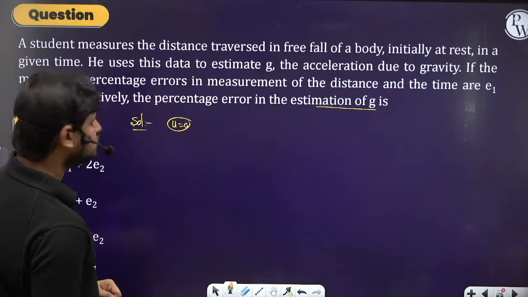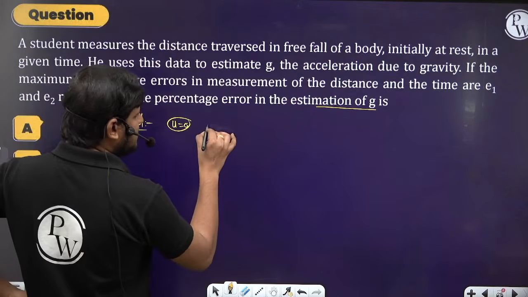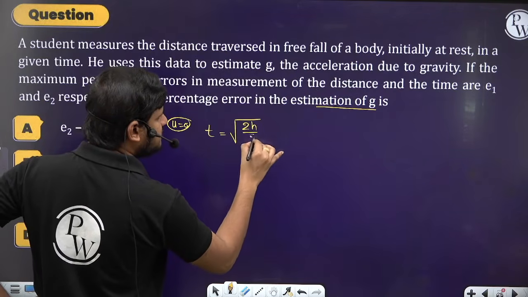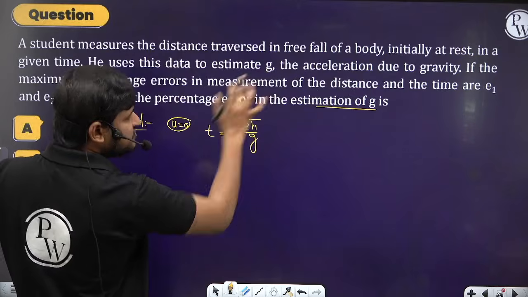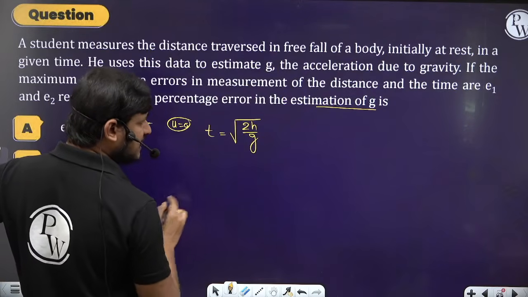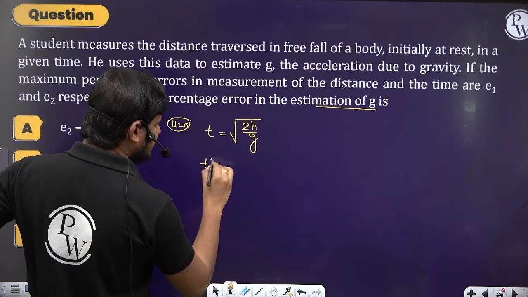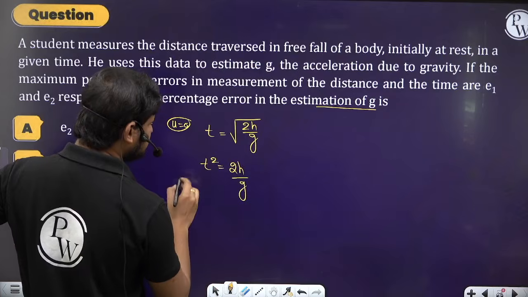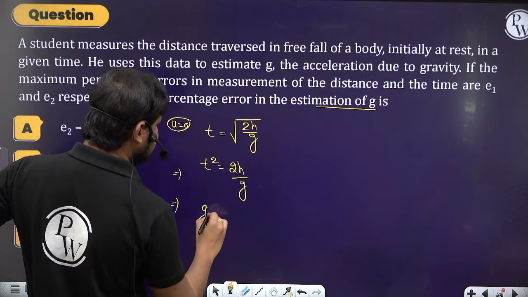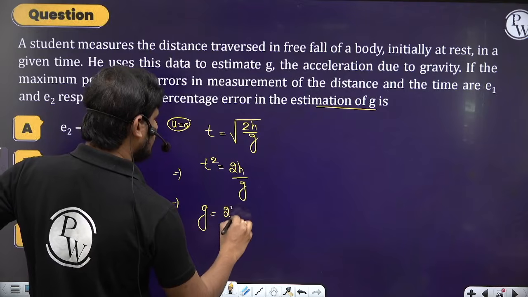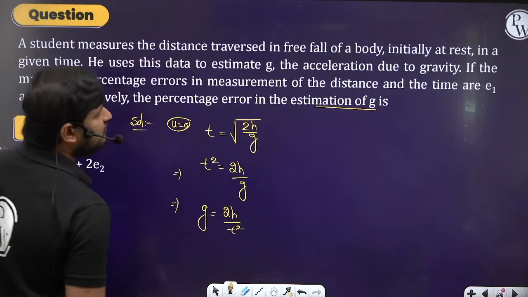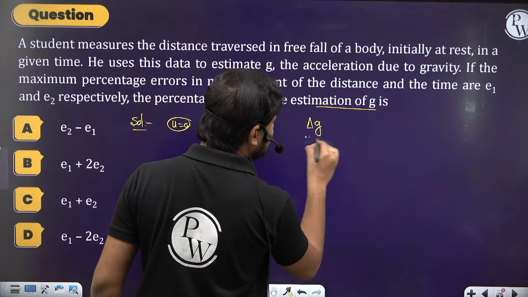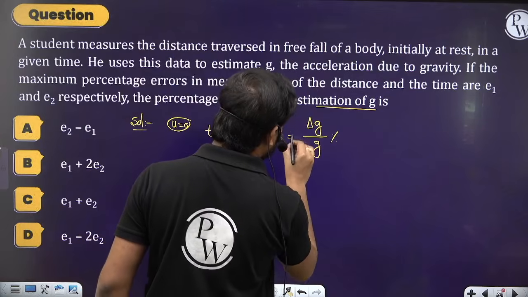See, so he said the maximum percentage errors in the measurement of the distance and time are E1 and E2. So see here, for a freely falling body, what is the time taken? The time taken by the freely falling body, we know it as root over 2h by g. So he is estimating the value of g, the student, right? So make the g this side, so square it on both sides first. So t square is equal to 2h by g. From here g is equal to 2h by t square. So now we need the percentage error in the estimation of g, which means delta g by g percentage we require from this formula.